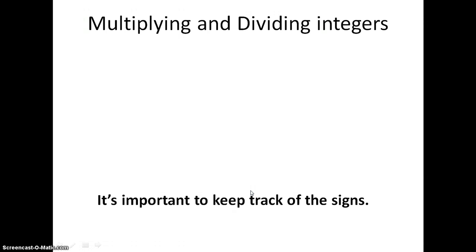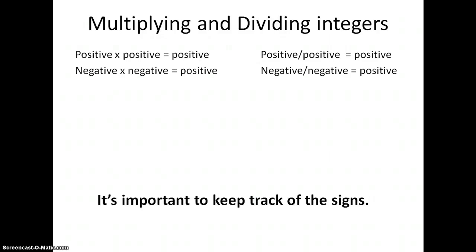The last part of this is multiplying and dividing integers, and it's actually very easy. This is easier than subtraction. There's just 2 rules you have to remember, and they're the same for both multiplying and dividing. The first is that if the signs are the same, then the answer will be positive. So if you have a positive times a positive, or a positive divided by a positive, the answer is going to be a positive. And that holds true for a negative times a negative equals a positive, or a negative divided by a negative equals a positive.